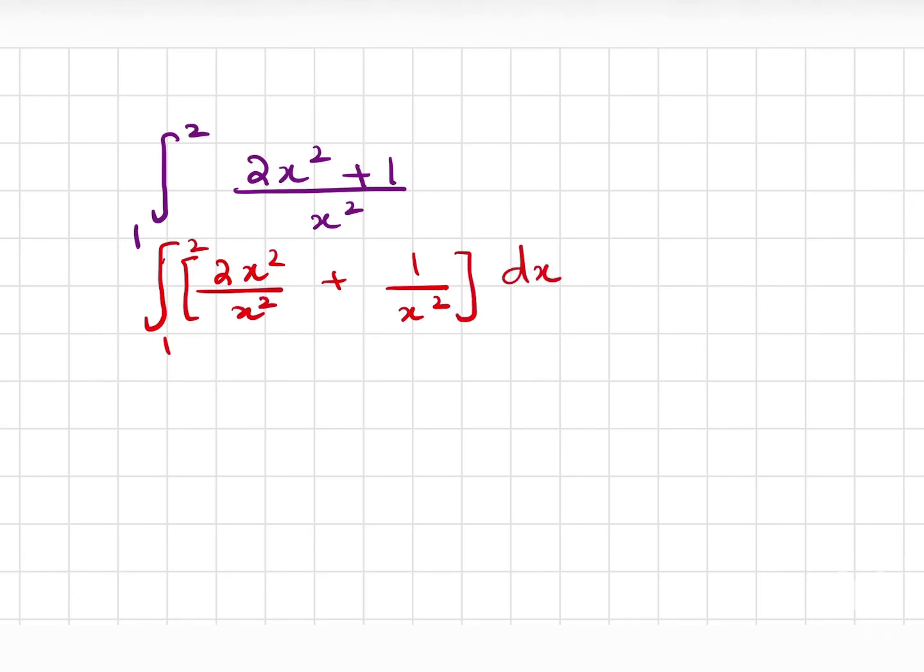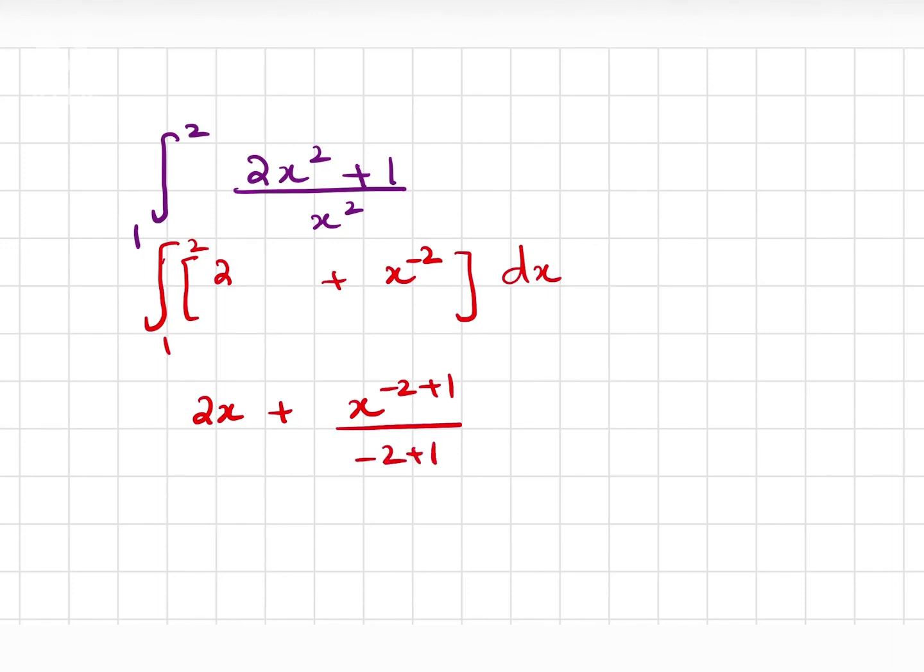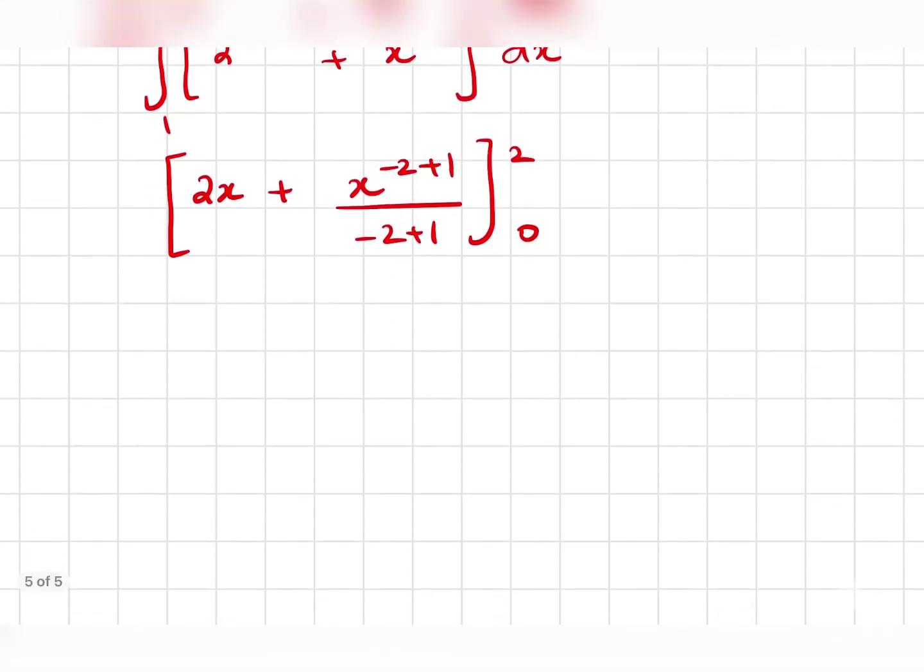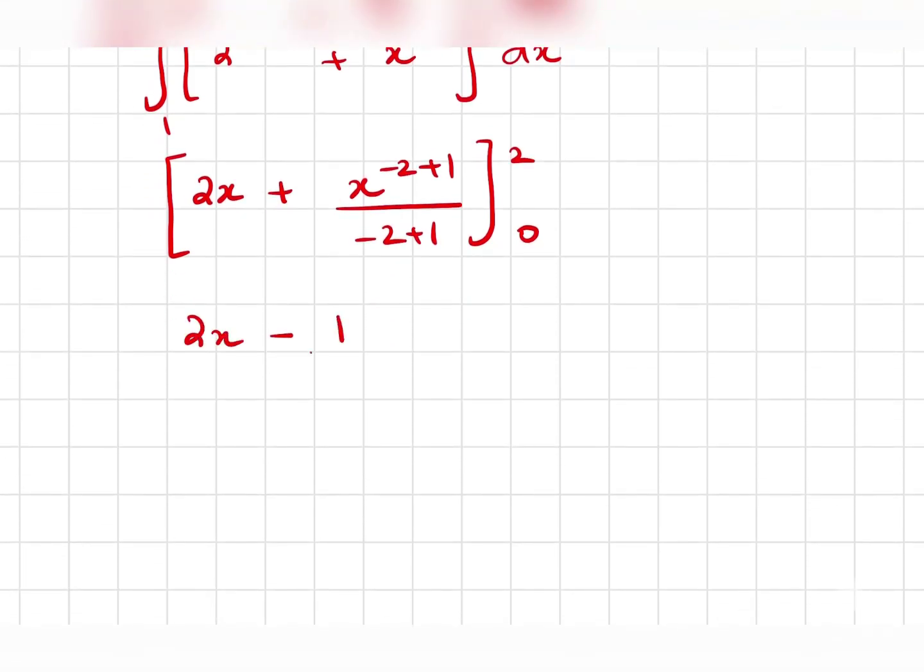I can cancel this and this, which will give me just 2. So we write just 2, and we have this, so we can take it in the numerator, and this will become minus x to the power of minus 2. Now let's integrate this. 2 will become 2x, and this will become x^(-2+1) divided by -2 + 1. We did this question earlier, but I'm still doing it in case it's confusing. So we have 2x minus 1 divided by x.